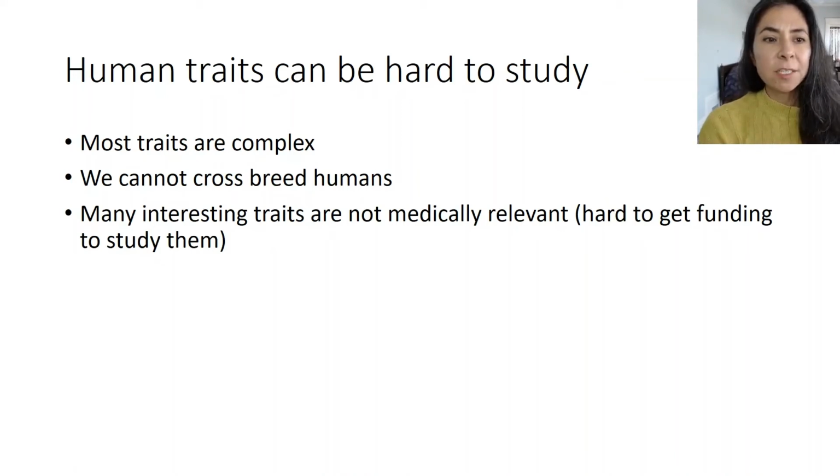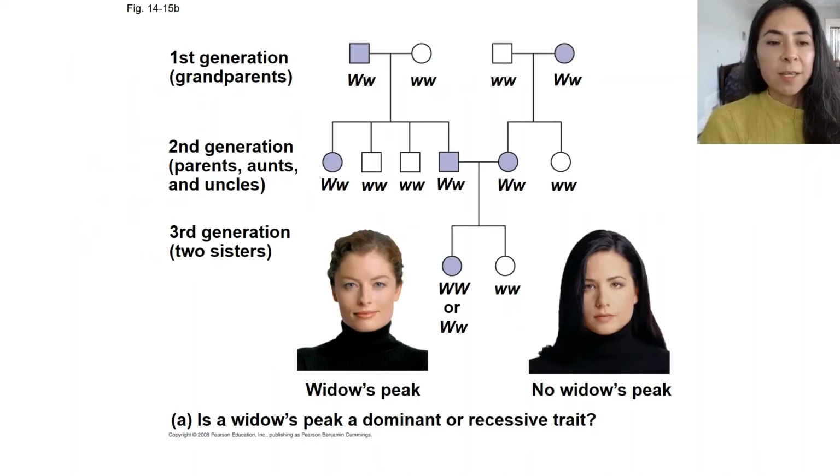It's also hard to study humans because we can't crossbreed humans. We have to rely on family pedigrees to think about who mated with who. And also a lot of interesting traits just aren't medically relevant. And that means it's really hard to get funding to study them. So here's one example of this.